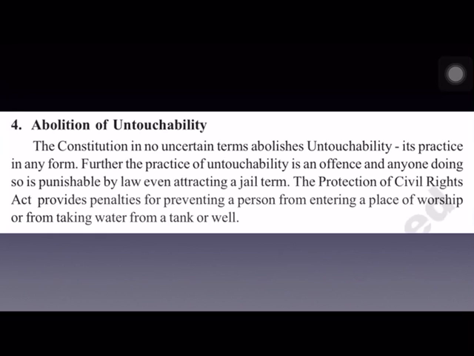And also the Protection of Civil Rights Act, which is made by the Indian government, penalizes the people who are showing any sort of untouchability. That means those who are putting untouchability into practice in any form. If they are not allowing some people to enter the places of worship, or they are not allowing some lower caste people to take water from tanks and wells, it is a crime, and such people are punishable by law.